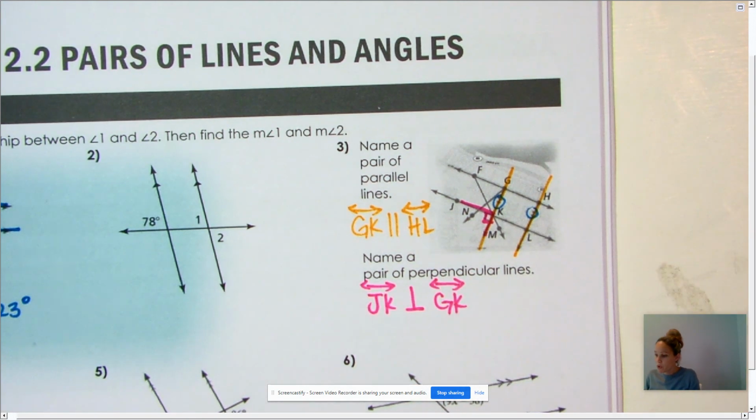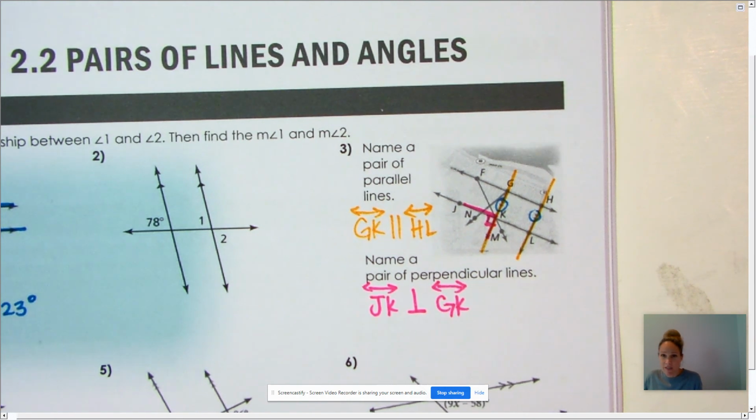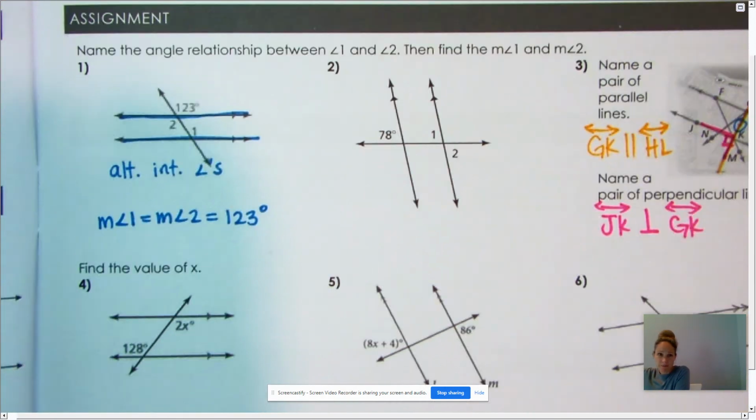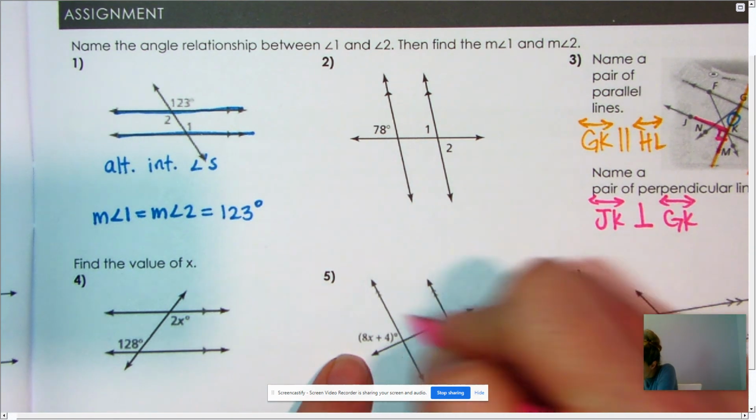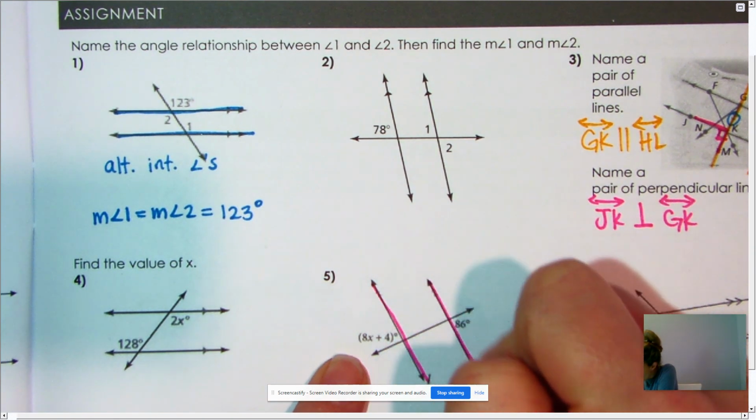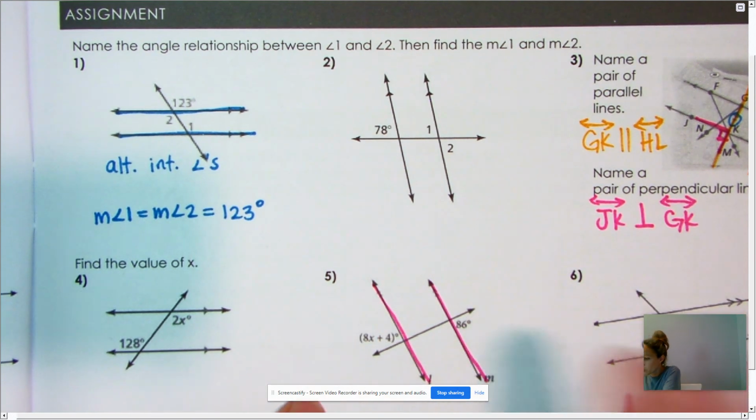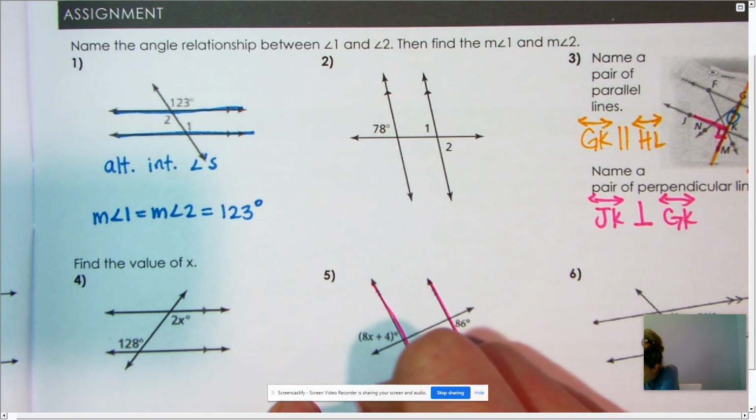Okay, question number 4, we're going to skip, but you just set those equal to each other because they are alternate interior angles. When in doubt on this section, make it equal. Okay, question number 5. Here's our lines. These are alternate exterior angles, so we know that they're equal to each other because they're congruent.